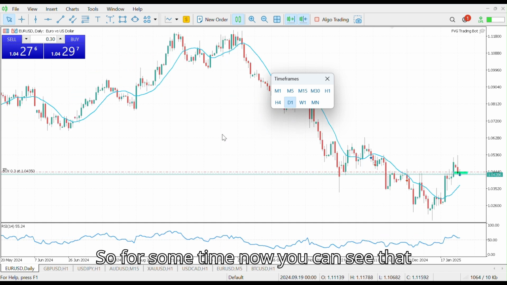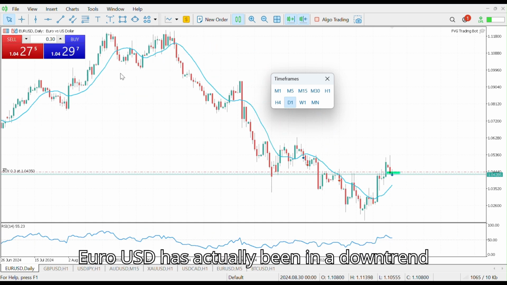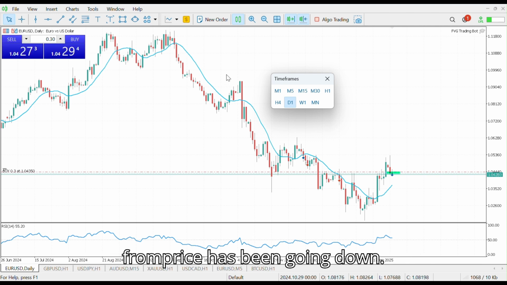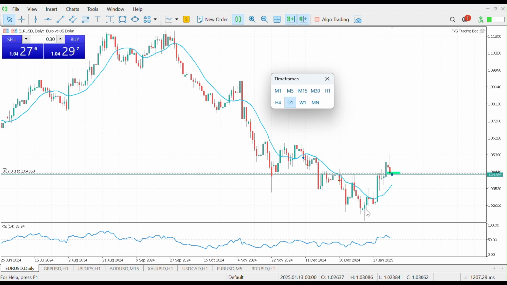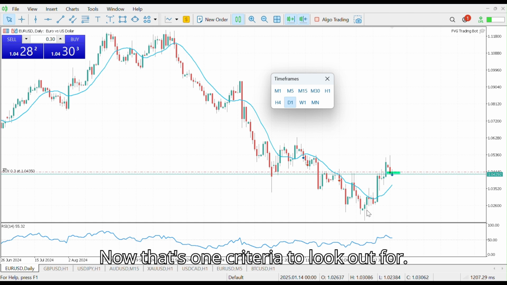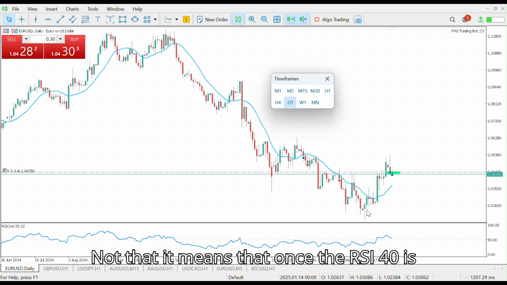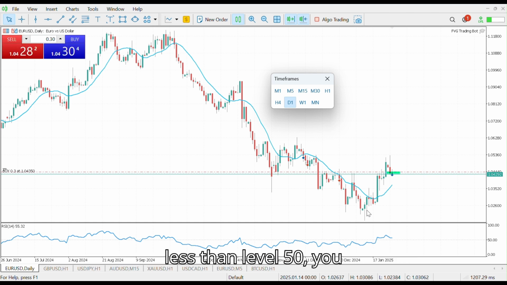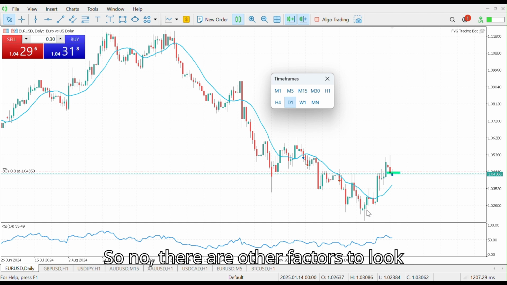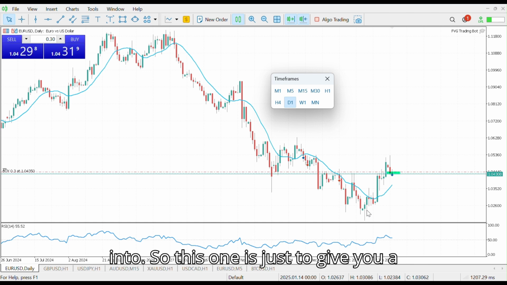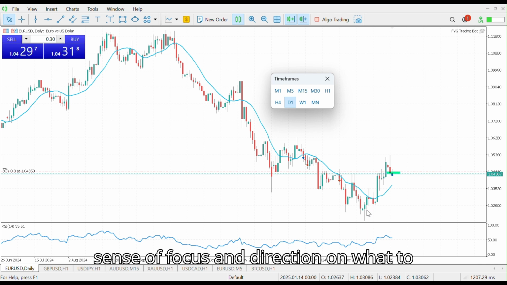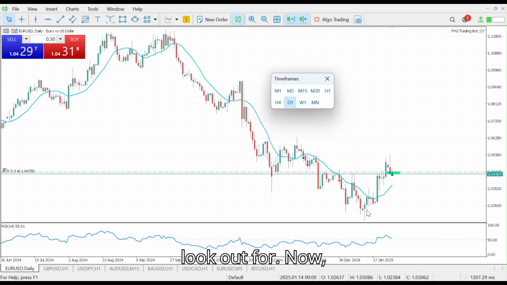For some time now, you can see that Euro USD has actually been in a downtrend form. Price has been going down. Now that's one criteria to look at. Note that it doesn't mean that once the RSI 14 is less than level 50, you just enter the sell market. No, there are other factors to look into. This one is just to give you a sense of focus and direction on what to look out for.